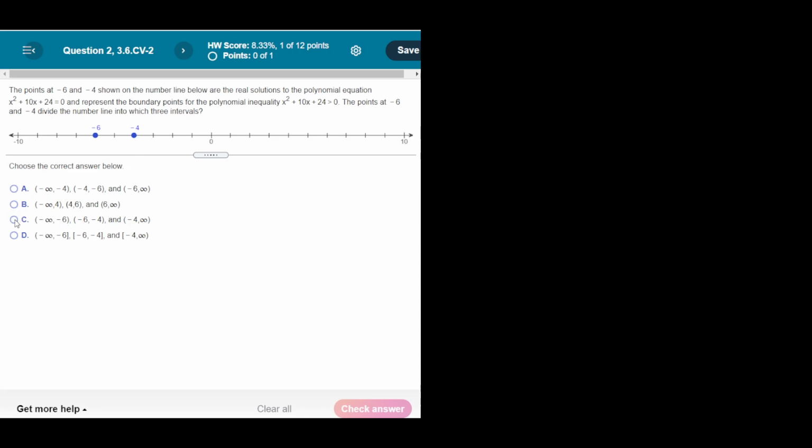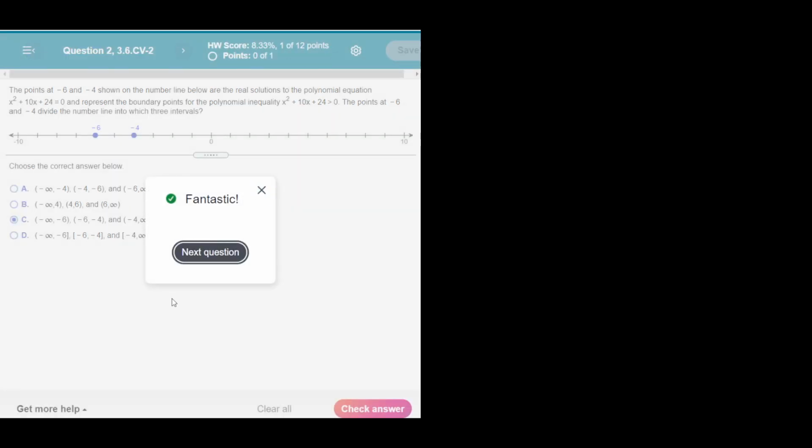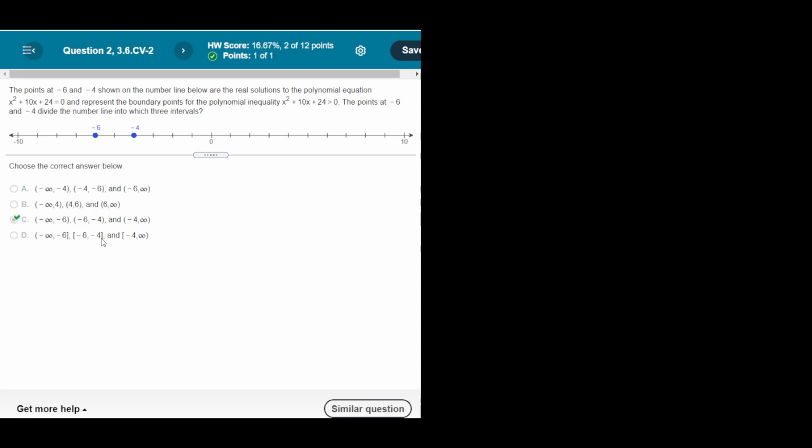So 3 different spots. If we have 2 solutions, you're going to have 3 different sections of that number line. Fantastic. And notice something, we have our bracket right here, right? Whenever you're using test points, everything is just going to be parentheses, non-inclusive. You don't want to include the value itself, like the real value, the possible value. So all parentheses, okay?